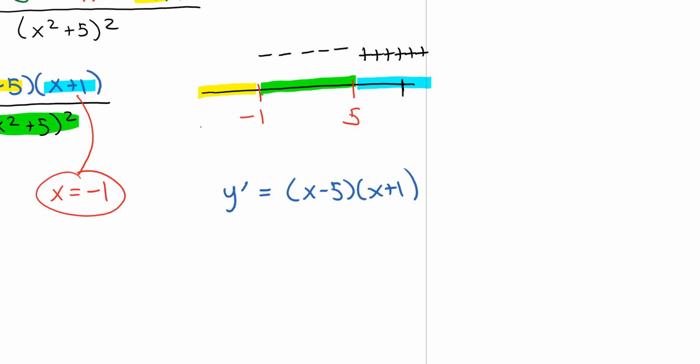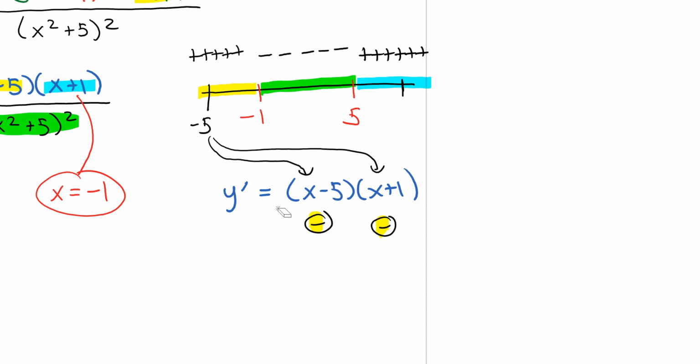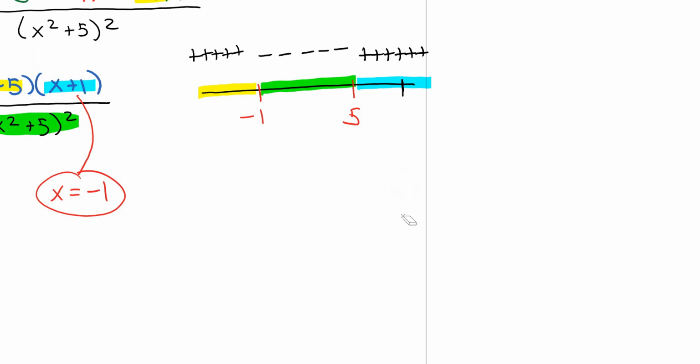And then finally, in my yellow region, I can pick the number -5. And if I plug that over here, that's going to be a negative result. And if I plug a -5 over here, that's going to be a negative result as well. So a negative times a negative gives me a positive result. Okay, we're almost done here. We just need to make a final conclusion step here.